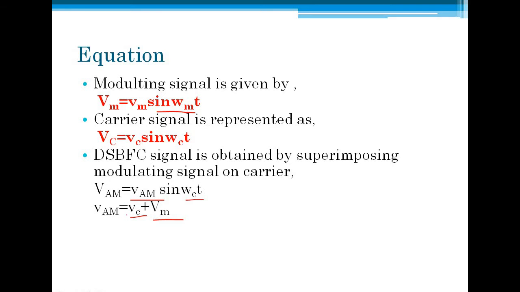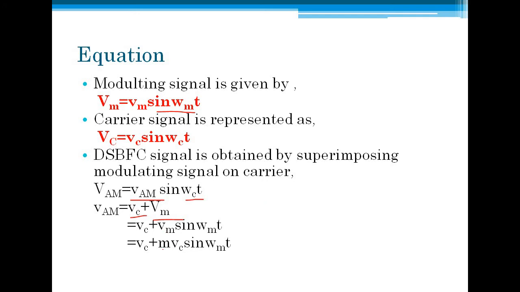This Vc is the peak voltage of a carrier, and vm is the instantaneous voltage of the modulating signal. Now putting the values, Vc remains as it is. What is vm? vm is Vm sine omega mt. Now again from the definition of a modulation index, what we know is m equals Vm by Vc.